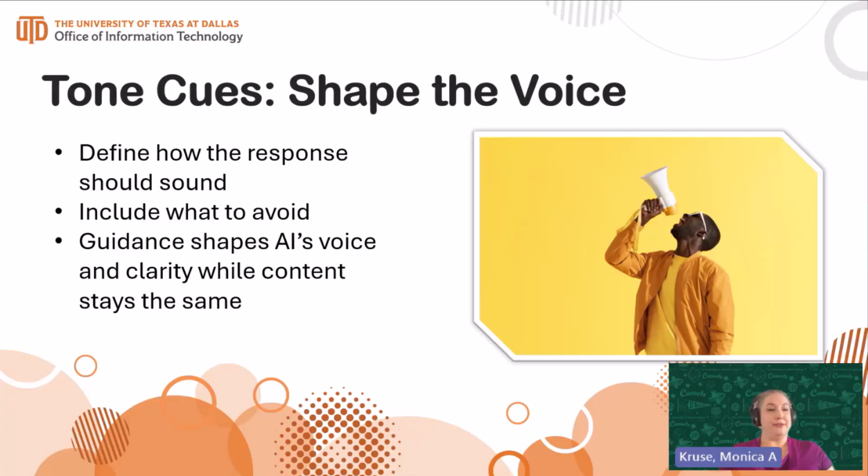So tone cues. Tone cues help guide how AI communicates, not what it says. When you provide clear and direct tone guidance, you're shaping how others feel when they receive that information. A common pattern for tone cues is to state your goal, then specify the tone, what to avoid, and what must stay the same.